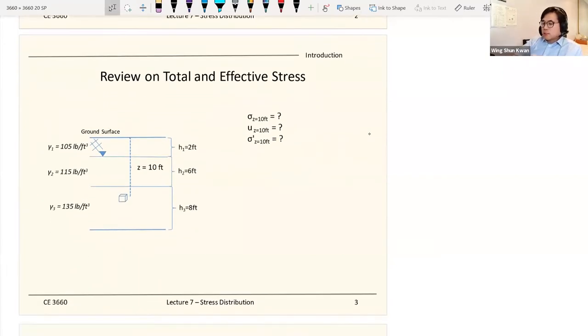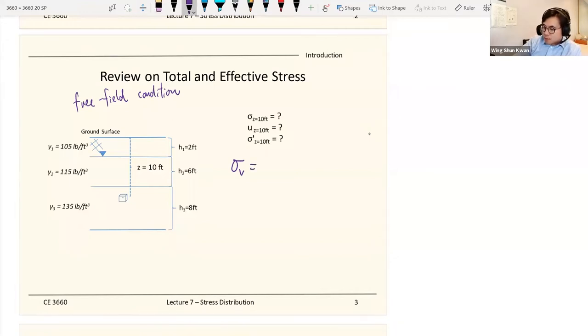Okay, so this is what we have been learning. For example, if we want to find the stress at any point throughout the soil profile. One more time, this soil profile is a free field condition, because there's nothing above the ground, so it's just a soil profile. We have learned this. For the vertical stress, for example, we want to find the total stress at a depth of 10 feet.